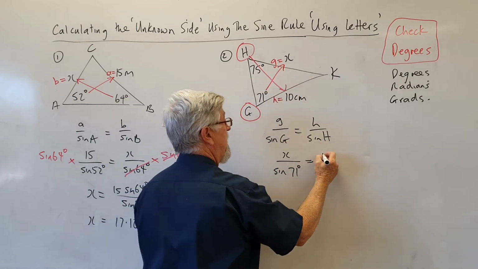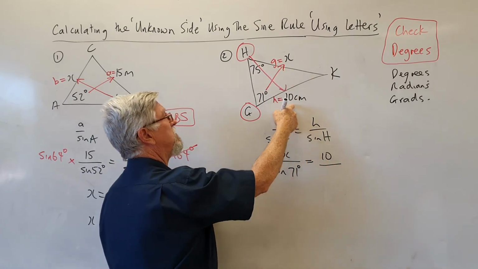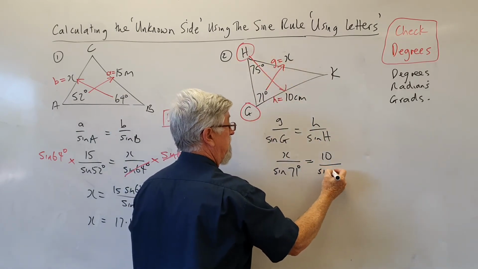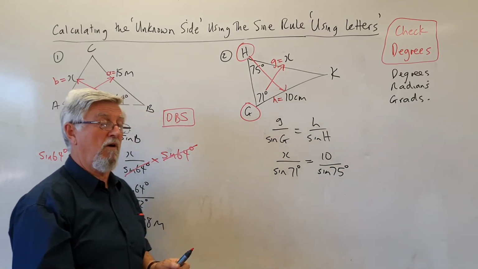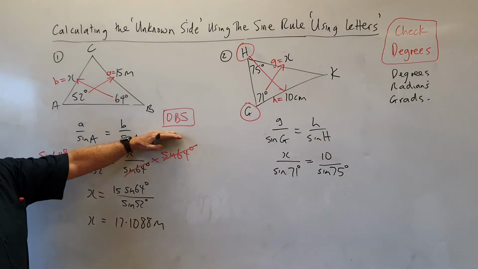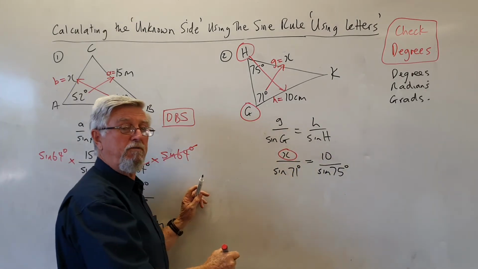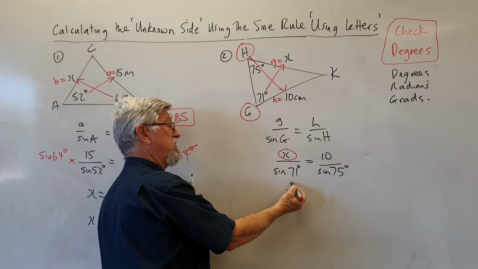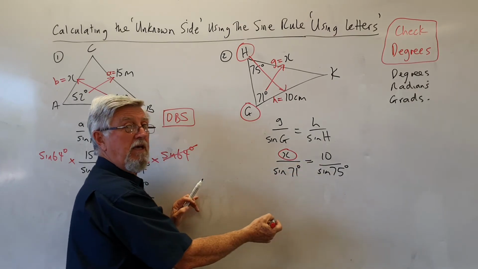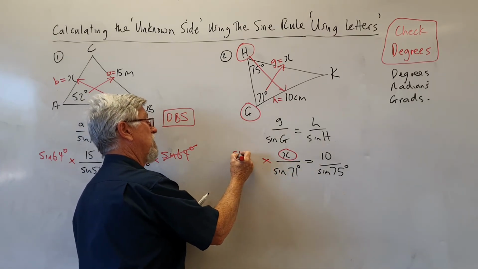The little h is a 10, and the capital H is a 75, so it's the sine of 75. Just like we did over here, the opposites to both sides. I want to get the letter x all by itself. How do I get rid of a divide by sine 71? The opposite of divide is multiply by sine 71.